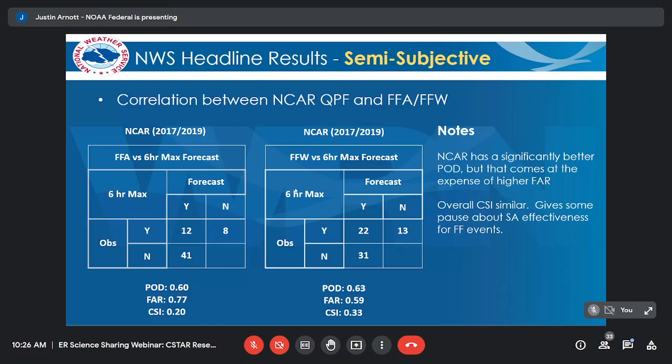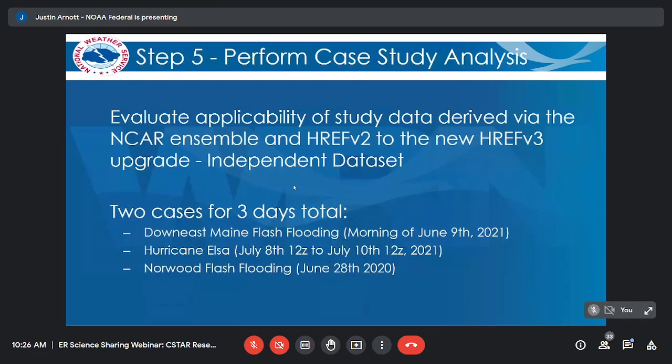So I'm going to hand it over to Rodney here now to dig in a little bit to the individual case studies that we looked at after the bulk verification. Go for it, Rodney.